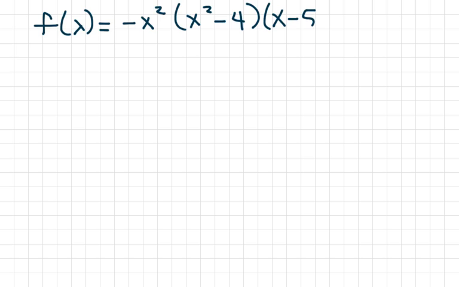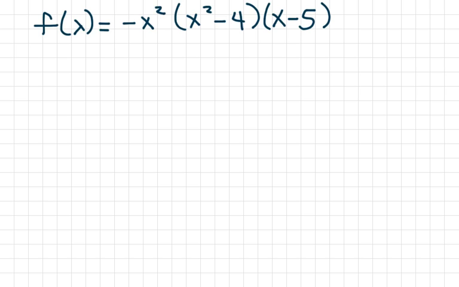Okay. Now, let's do another one. Let's do one where we're just going to graph, we're just going to look at it. So let's look at, I had one that I wanted to do. I'm going to do a hard one here because it's already been 14 minutes. So I want to do this one. We're going to do f of x equals negative x squared times x squared minus 4 times x minus 5.